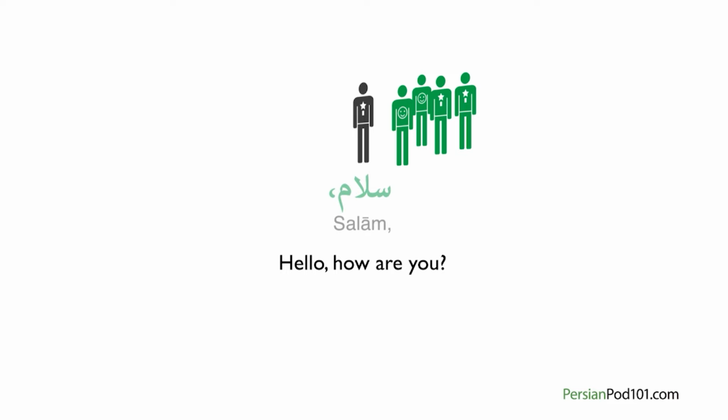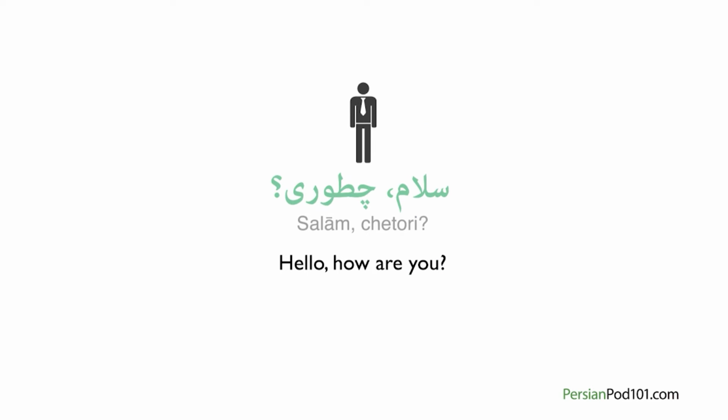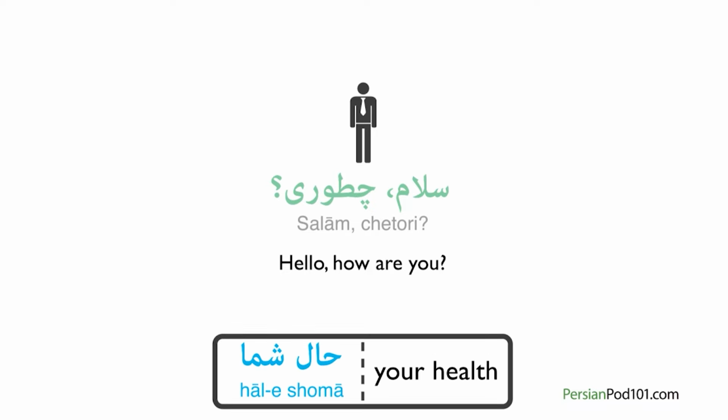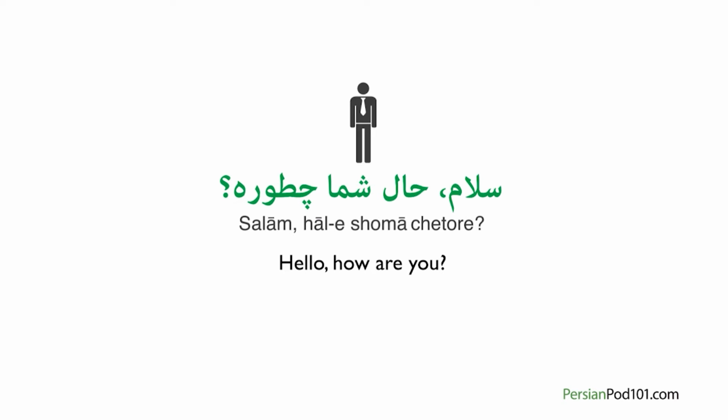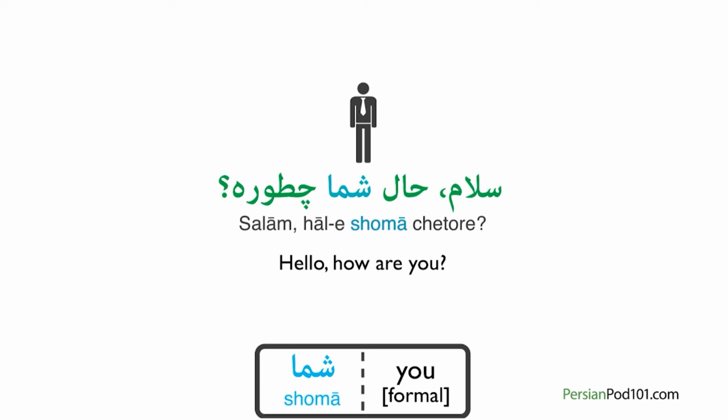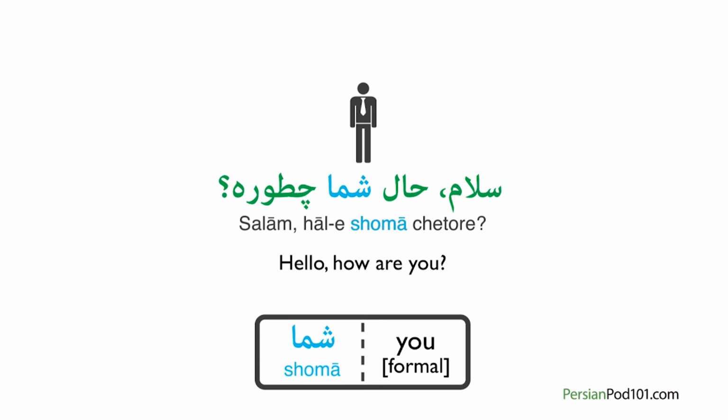Let's try out the informal way of saying hello, how are you? Salam, chetori. The I in chetori makes this sentence second person. The formal way becomes slightly longer. Add hale shoma, which means your health. Salam, hale shoma chetore. Hale shoma chetore literally means how is your health. We use the word shoma, you, instead of saying chetori, to make this more formal.